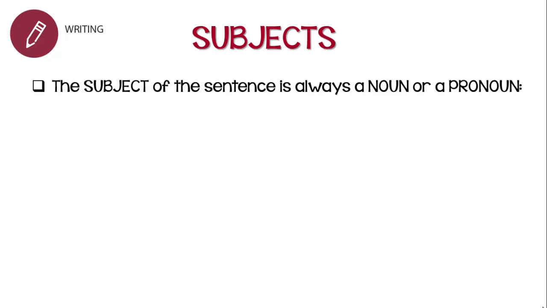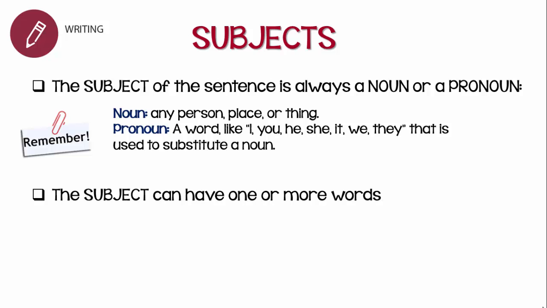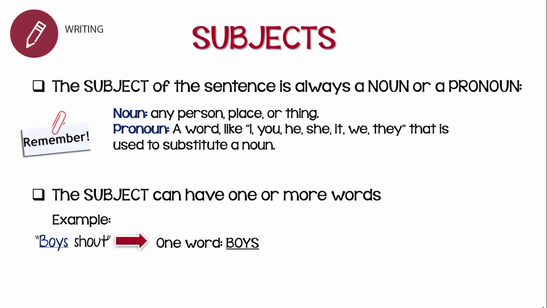The subject of the sentence is always a noun or a pronoun. Remember that a noun is any person, place, or thing, and a pronoun is a word like I, you, he, she, it, we, they that is used to substitute a noun. The subject can have one or more words. For example, boys shout. It has one word, which is boys. The car is red. It has two words, the and car.